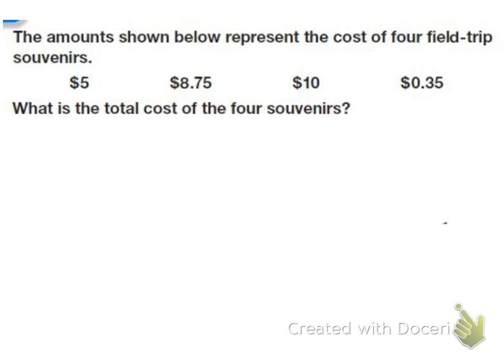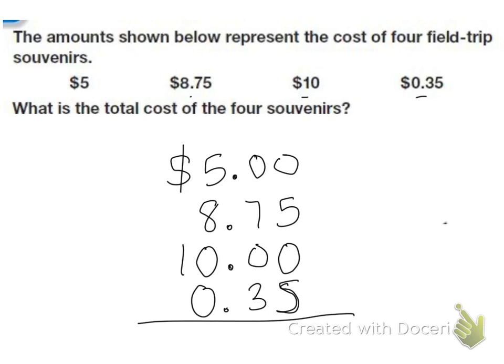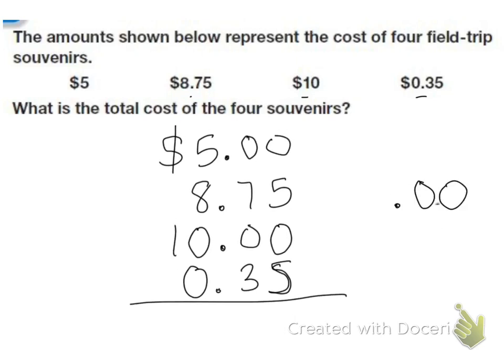So this says the amounts below represent the cost of 4 field trip souvenirs. So we have $5, $8.75, $10, and 35 cents. And it wants to know the total cost. So I'm going to have to add these together. So we're going to do $5, and I'm going to add the decimal and 2 zeros. $8.75, $10, and I'm going to add the decimal and 2 zeros, and then 35 cents. Scoot this up a little bit.